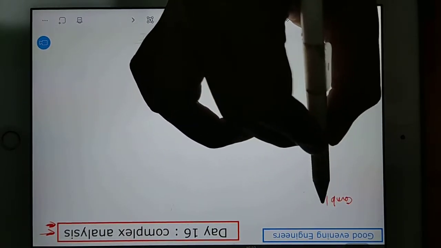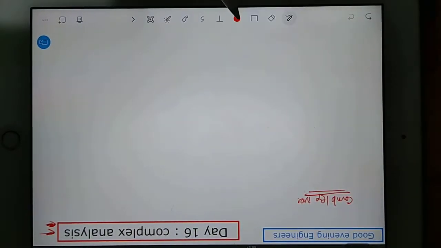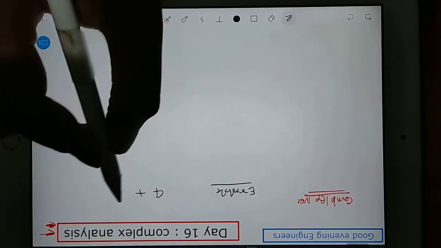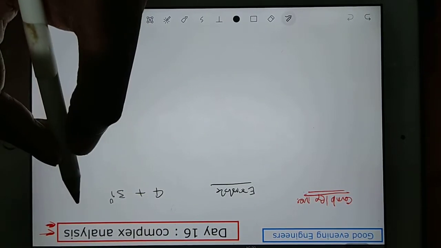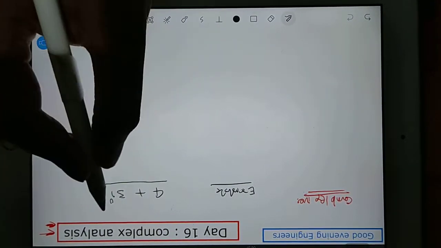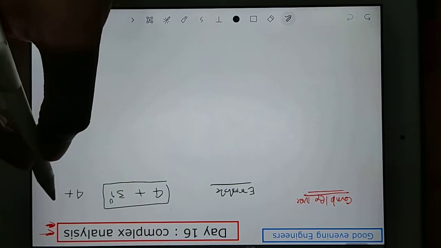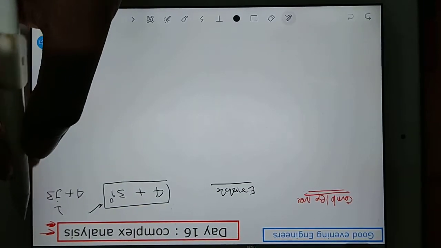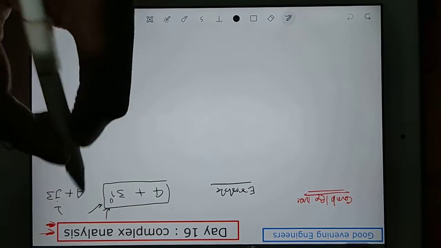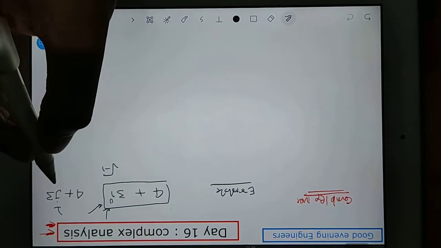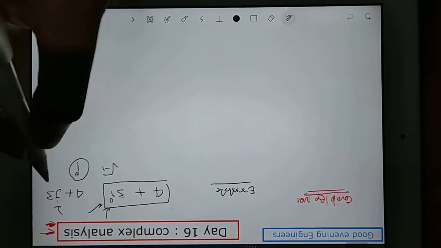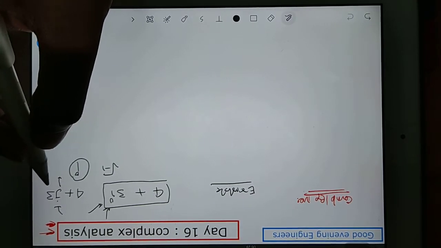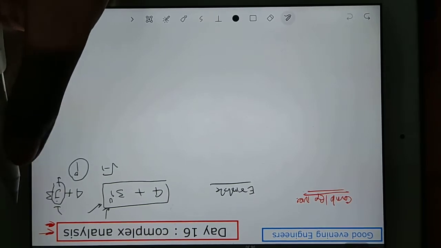Whenever a number is written like 4 plus 3i, sometimes we write 4 plus j3 also. I and j represent the same thing, but the full form of i is iota, which represents the square root of minus 1. In electrical engineering, because i represents current, we represent it by j, just to avoid the confusion. Even though j also represents current density, that is okay, current density is rare.